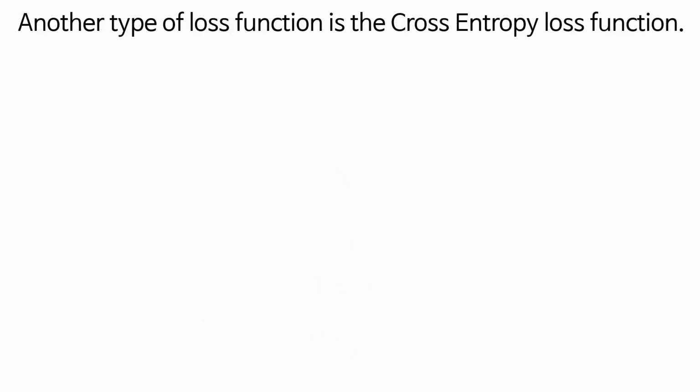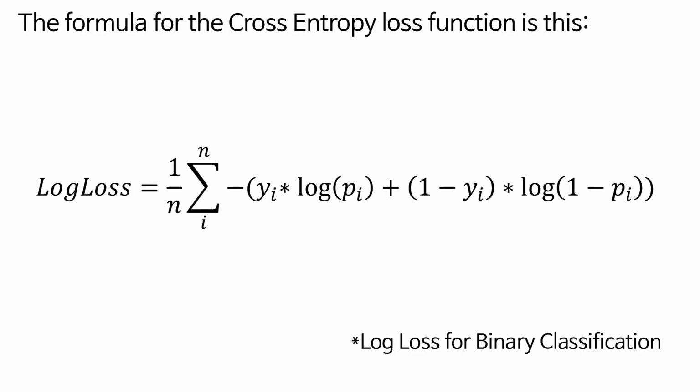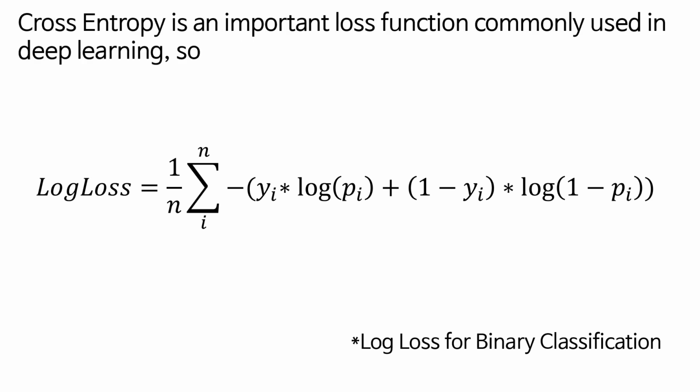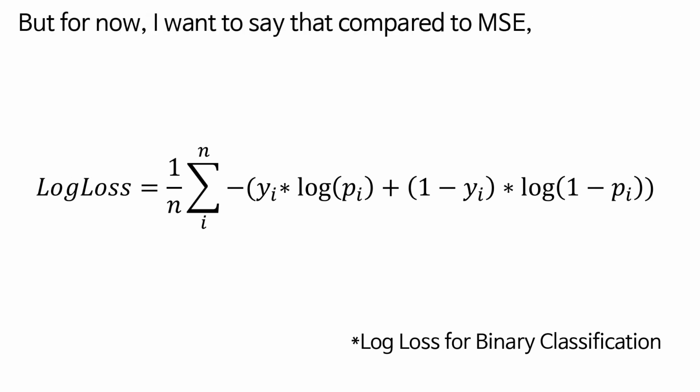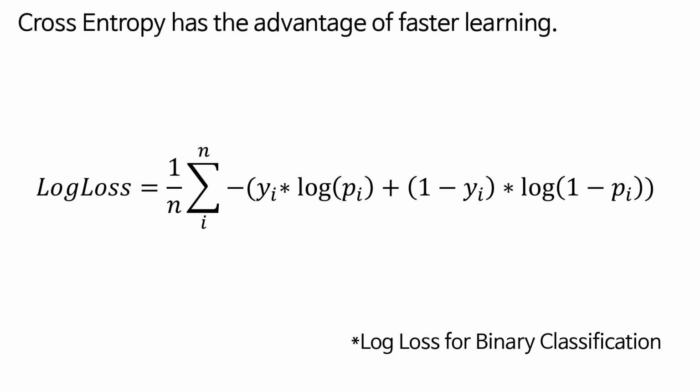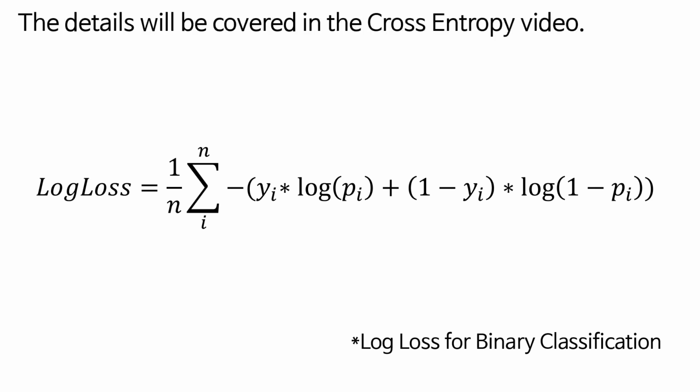Another type of loss function is the cross-entropy loss function. The formula for the cross-entropy loss function is this. Cross-entropy is an important loss function commonly used in deep learning, so I plan to explain it in a separate video. But for now, I want to say that compared to MSE, cross-entropy has the advantage of faster learning. The details will be covered in the cross-entropy video.